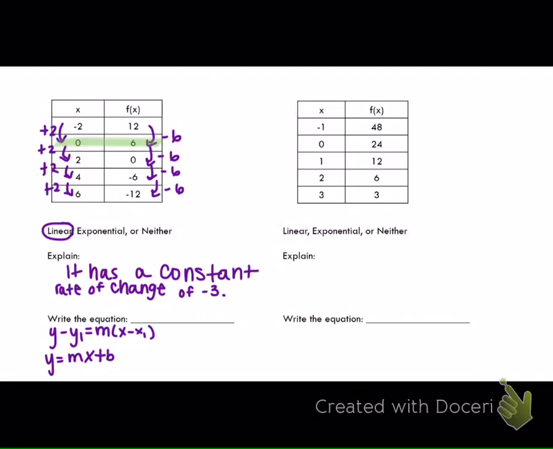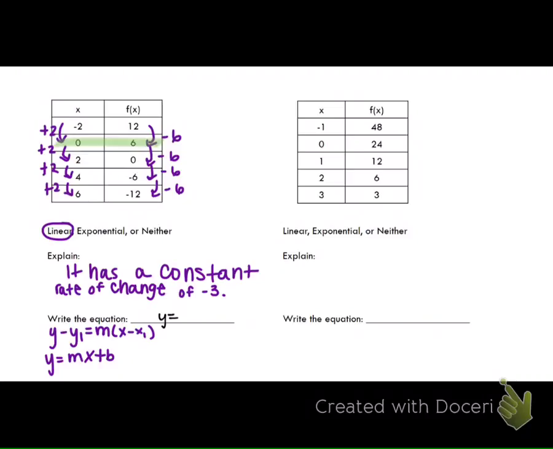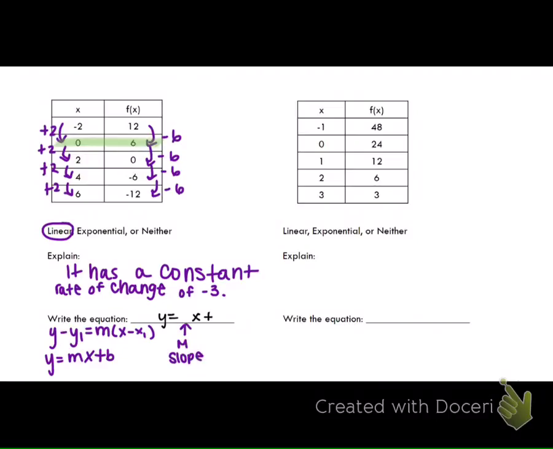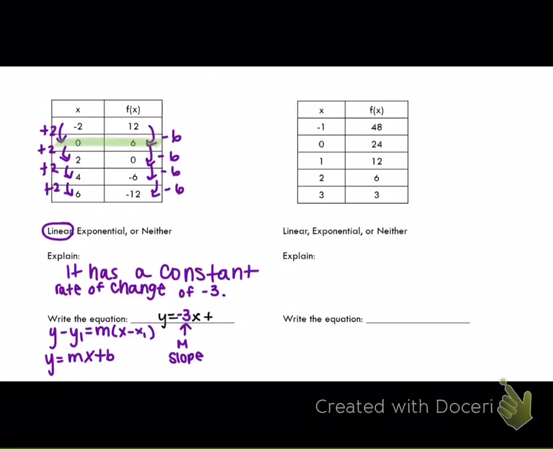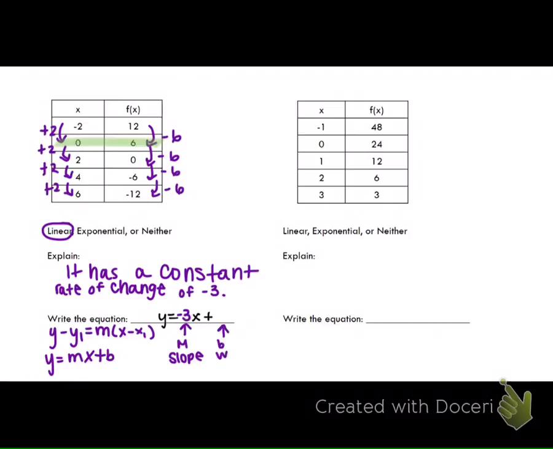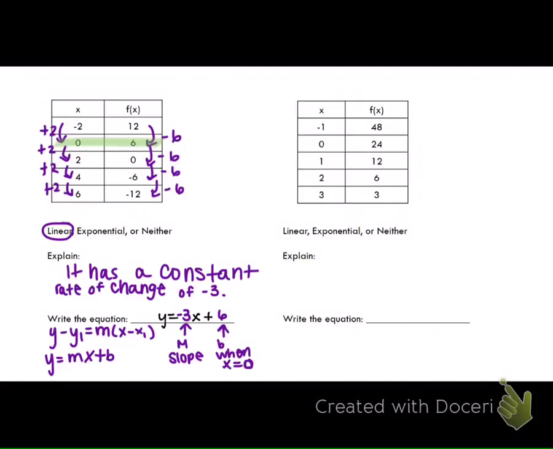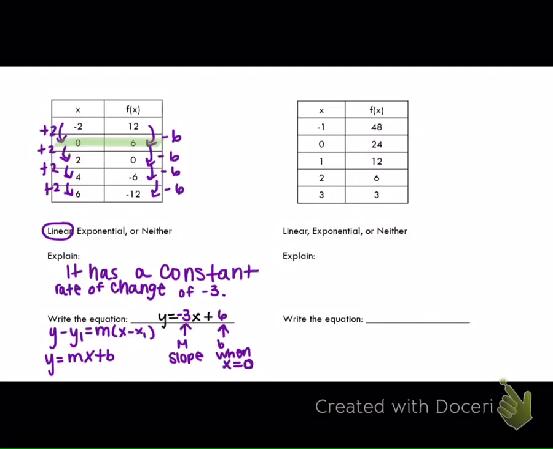We already know the y-intercept. So we get y equals something x plus something. What is my slope, my m value, Kobe? We already found our slope. Nick found that at the beginning for us as -3. What is my y-intercept when x is 0? When x is 0, y is 6. You only need to use point slope if you don't have the y-intercept.